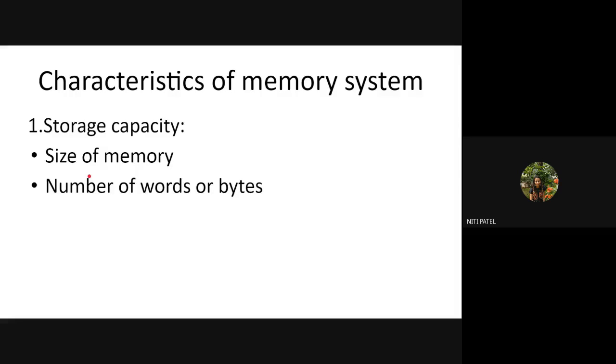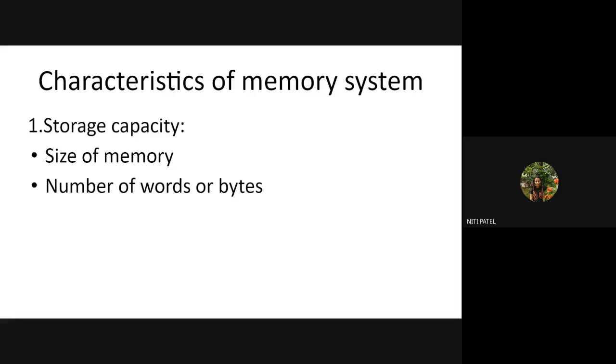Then let me talk about the characteristics of a memory system. Whichever memories we have spoken about until now, the cache memory, RAM memory, your ROM, your hard disk, your pen drive, whatever types of memories we have, secondary, primary, registers, all those memories have certain characteristics. Now, what are those characteristics? First is the storage capacity. What is storage capacity? It is nothing but how much size of data can be stored inside that particular chip.